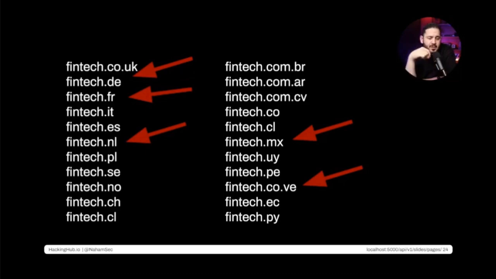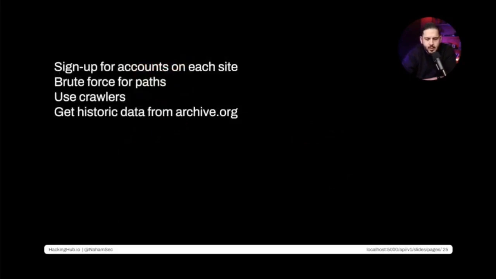And those bring on a couple of different problems, because each different country means that there's a different language. The endpoints may be different. You have to get some sort of access, and it just adds a layer of complication when it comes down to hacking on these different assets, right? So the problem that I've seen here is that we have to sign up for accounts on each of these sites. I have to brute force for these paths. I could probably use crawlers and maybe use some historic data from archive.org or URL scans and things like that to find things that I can hack on.